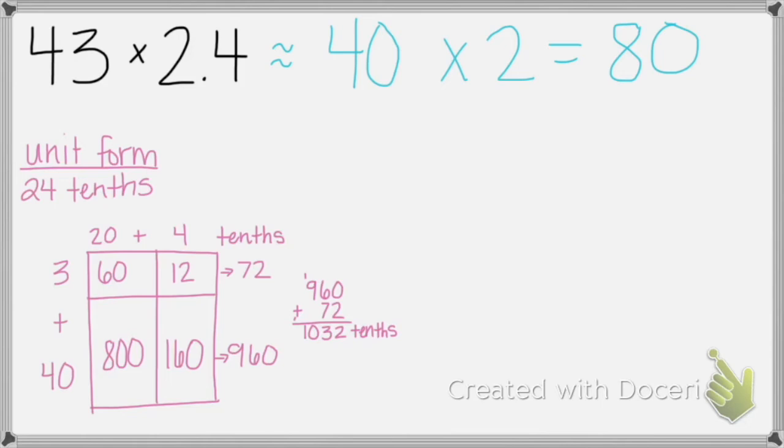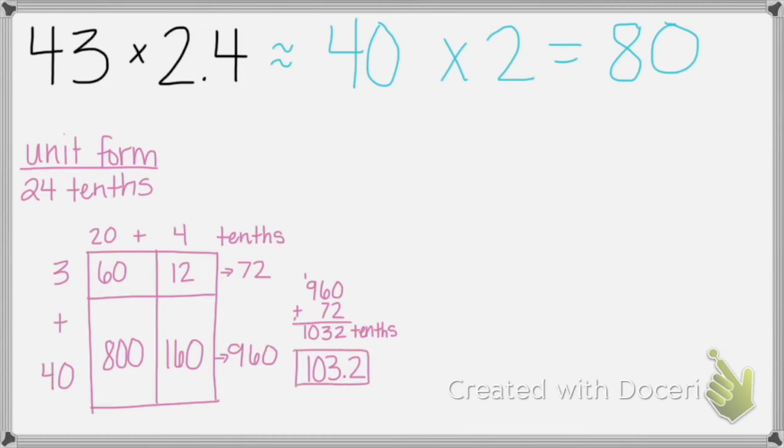It is written in unit form, and so we want to be able to write that in standard form. In standard form, it would look like this. Our 2 is in the tenths place. So we do have a total of 1032 tenths. This is our answer. Let's compare this to the standard algorithm.